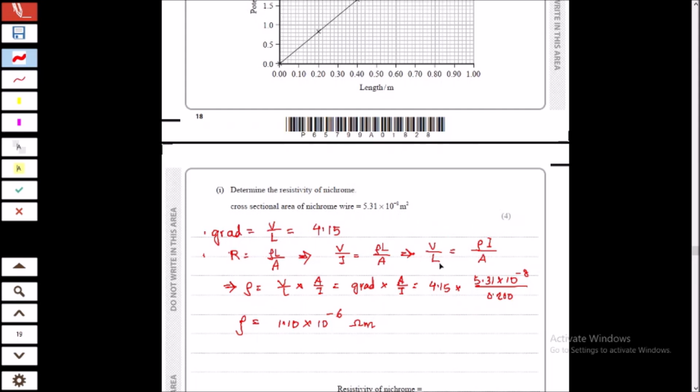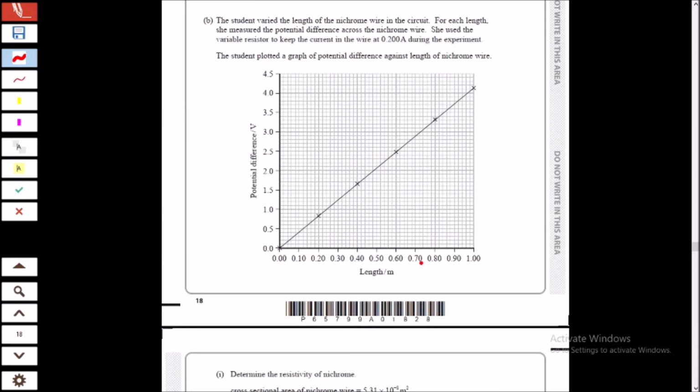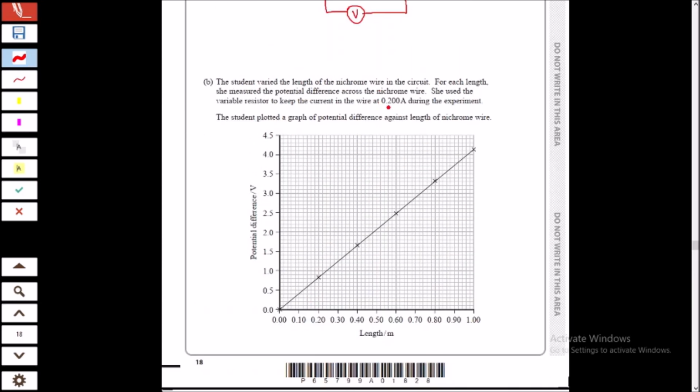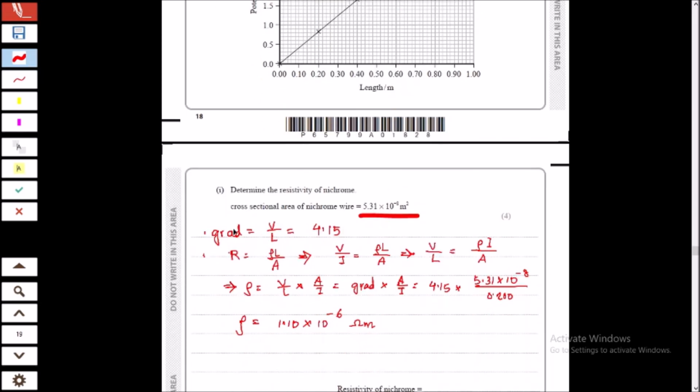So how can you get this value of V by L? V by L is basically the gradient of the voltage versus length graph. So we have this graph here. Just calculate this gradient and take as big a triangle as possible, preferably more than half of your diagram. Calculate the gradient, and that is your value of V by L. For me the gradient was 4.15. I have input this value here, 4.15 for V by L, and the cross sectional area is given here, and the value of current was given in the previous part of the question, constant value 0.2.